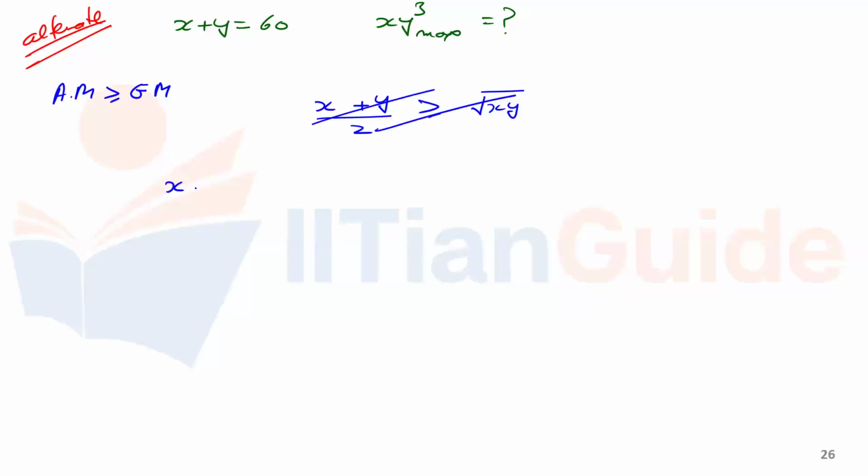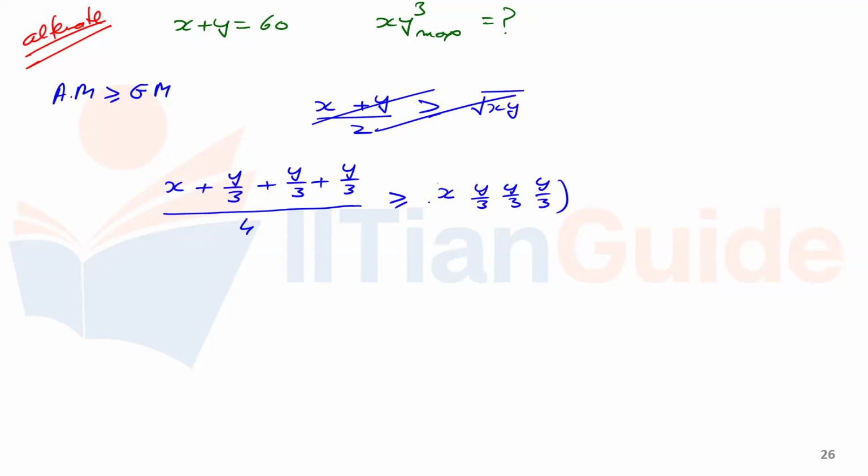Just take a number y by 3. Take one more number y by 3. Take one more number y by 3. Why? I will tell you later on. Just a minute. I have got 4 numbers. So the arithmetic mean is the sum of all these divided by 4, and that will be greater than or equal to the geometric mean, that is the product of all of these, x into y by 3 into y by 3 into y by 3, whole power 1 by 4. 4 numbers are there. So on the right side, I have got the term xy cube.